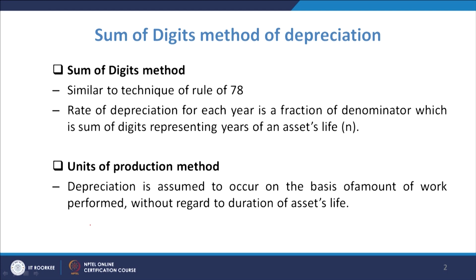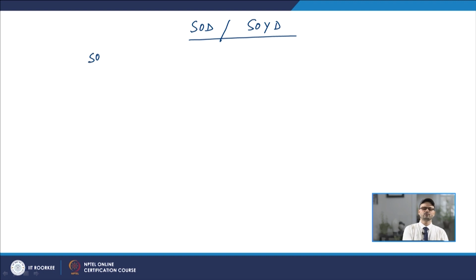So, when you calculate the depreciation, if there are n years as the life of the asset, then in the first year the depreciation percentage will be n by the sum of digits. When we talk about the SOD or SOYD method, if you have n years of life, then SOYD becomes n into n plus 1 by 2. If you sum the digits from 1 to n, that is the sum of years digits, which is n into n plus 1 by 2.